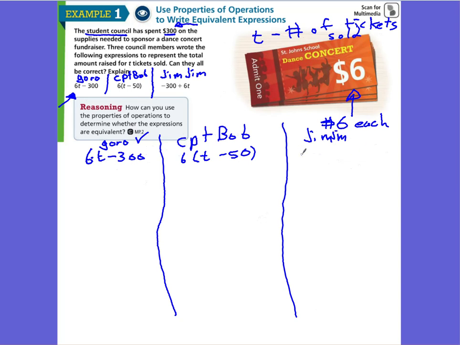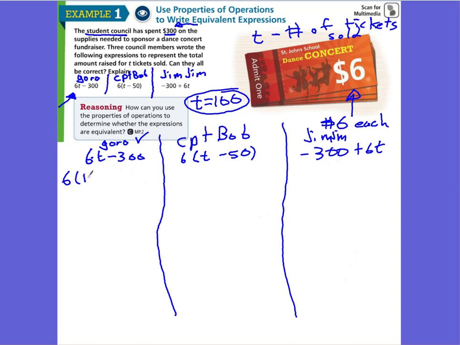All right, minus 300 plus 6t. So let's try something really quick. What if I just plug in a random value here and see what I get? Let's analyze the situation. What if they sell 100 tickets? So we'll set our variable to 100 and see what happens. Let's plug it into Goro's expression first.